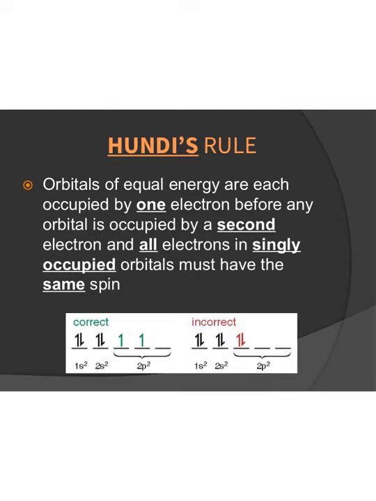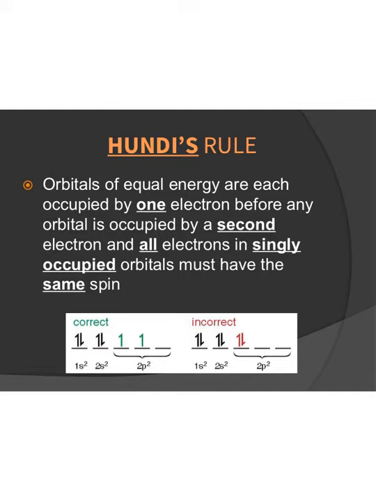Hund's rule. Hund's rule is the second rule that we have to take into consideration. It says orbitals of equal energy are each occupied by one electron before any orbital is occupied by a second electron, and all electrons in singly occupied orbitals must have the same spin.